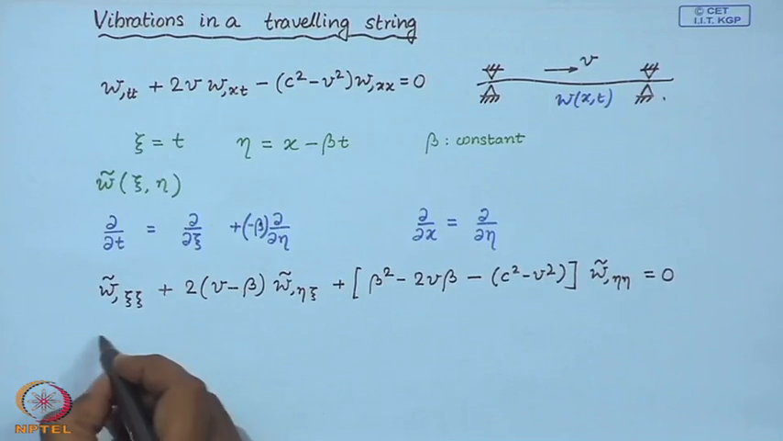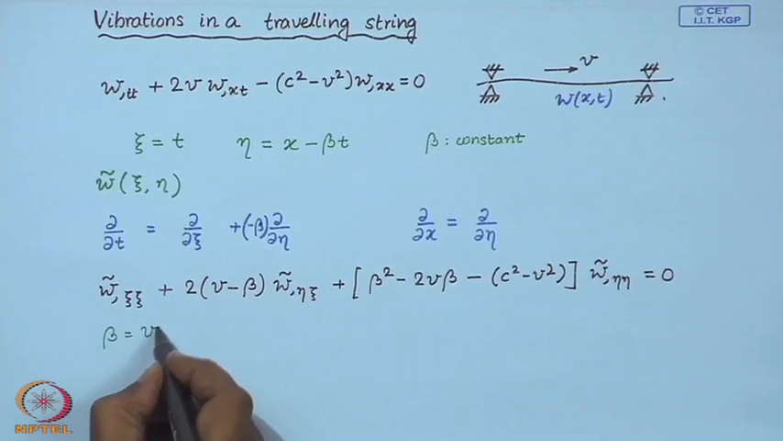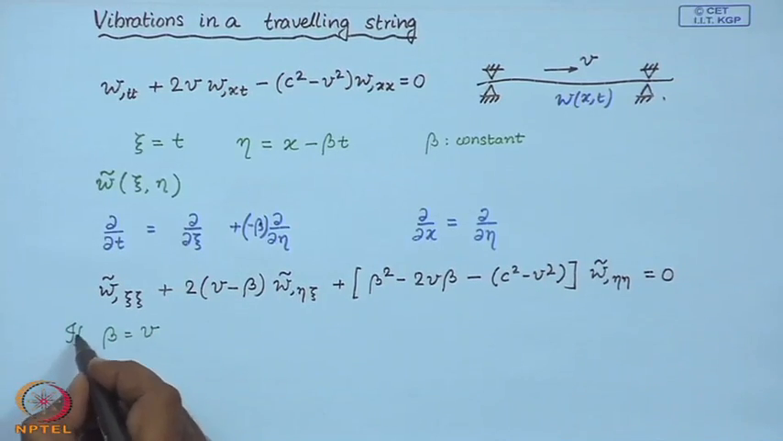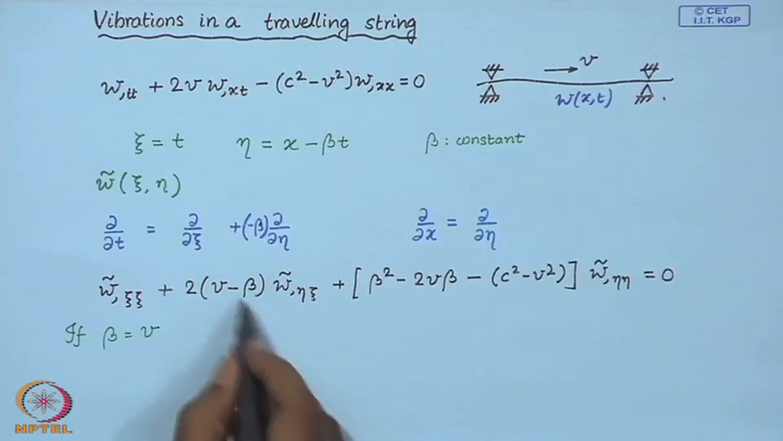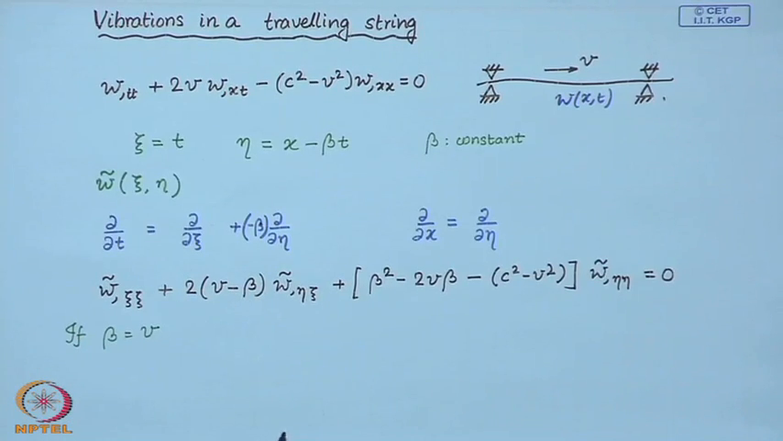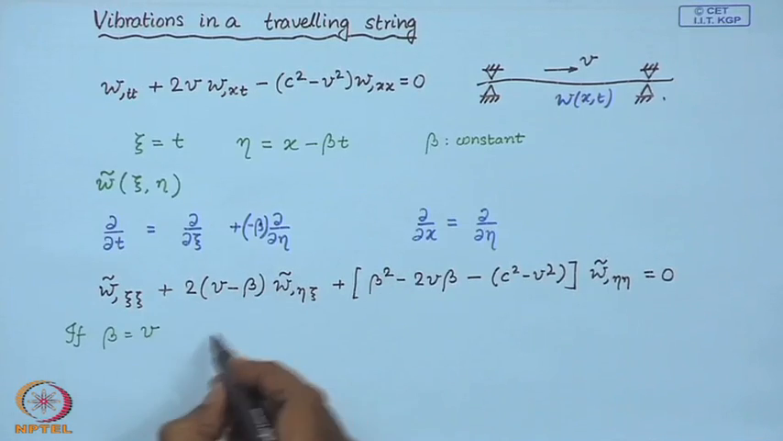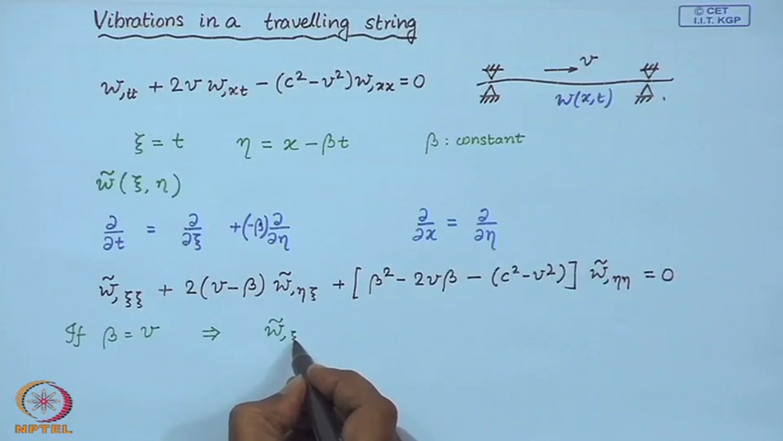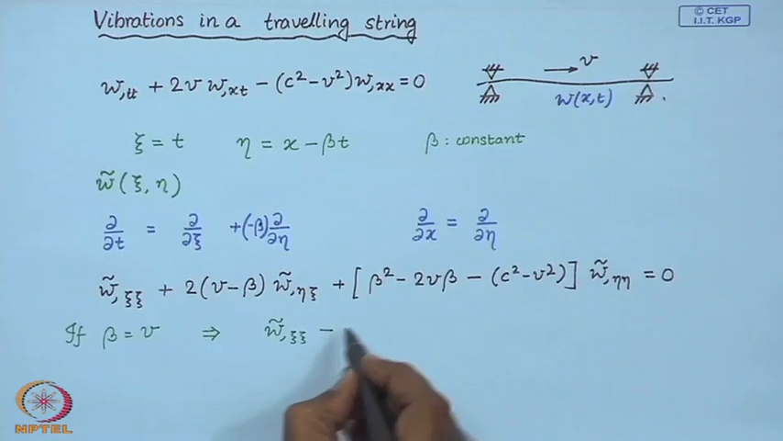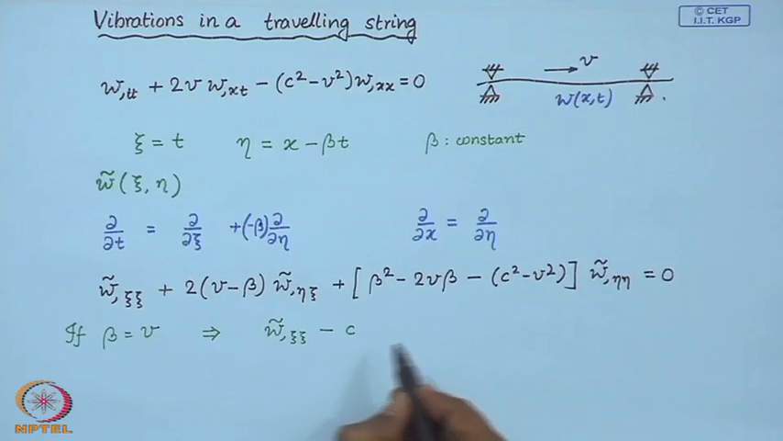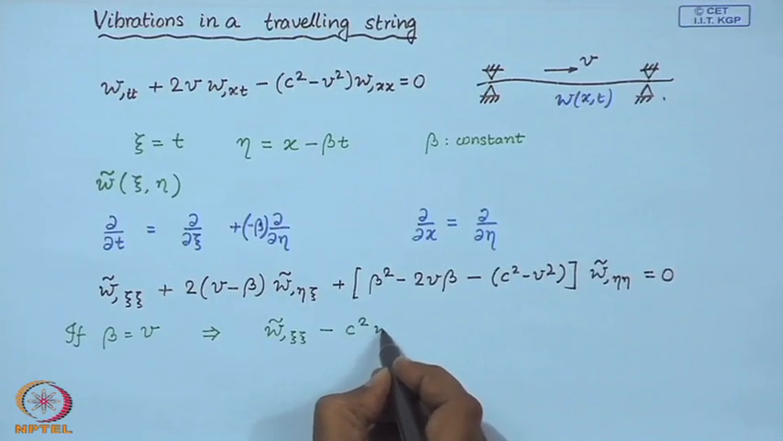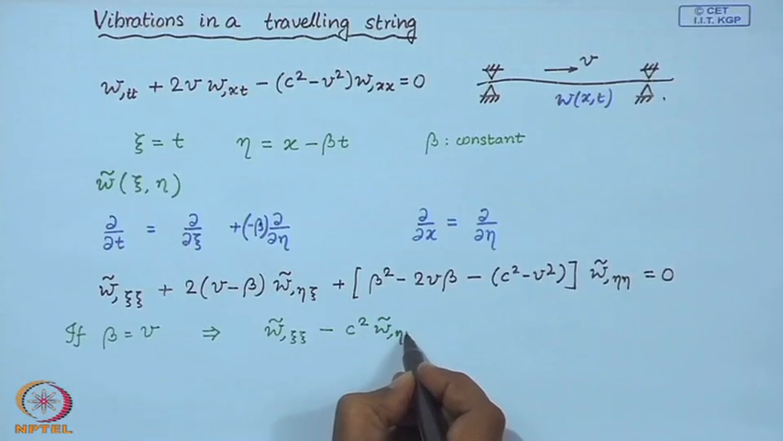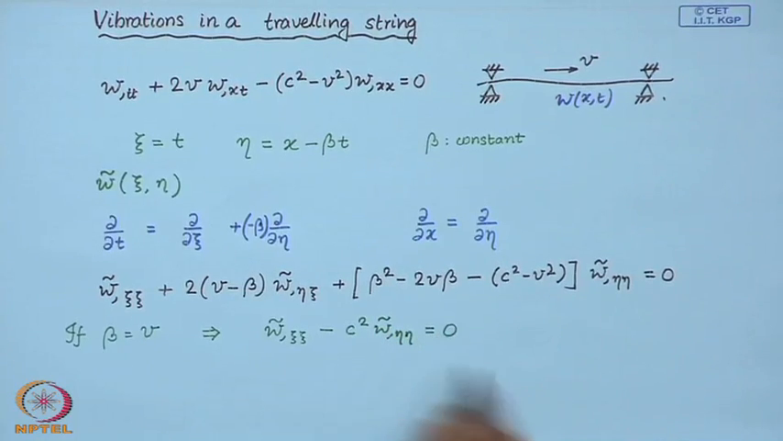Now, if you make a choice, if beta is taken as v, then the equation reduces to the wave equation, but now in these coordinates xi, eta.